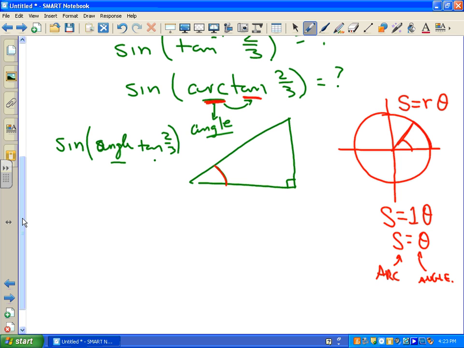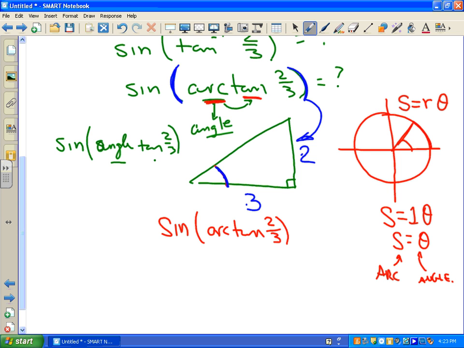Well, we know our right triangle trigonometry. If this is the angle, the tangent is opposite over adjacent, and this angle now has a tangent of 2/3. So this portion of our problem is represented by that triangle. Now let's finish the problem. The problem says find the sine of that arc, the sine of the arc that has a tangent of 2/3. All it's asking is what is the sine of this angle?